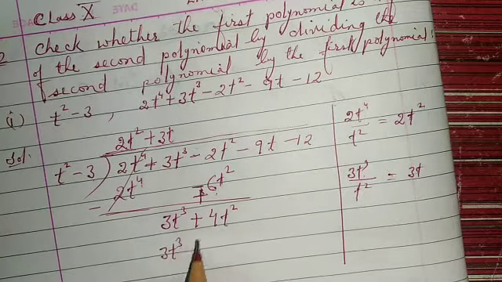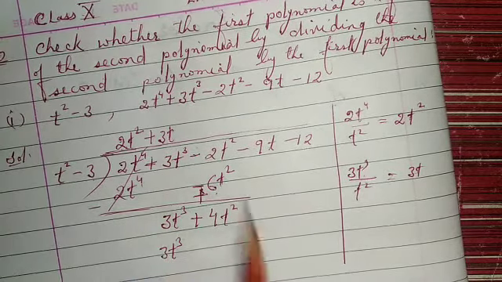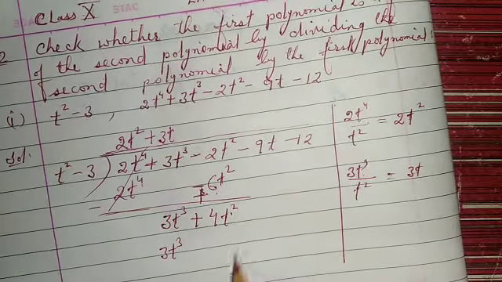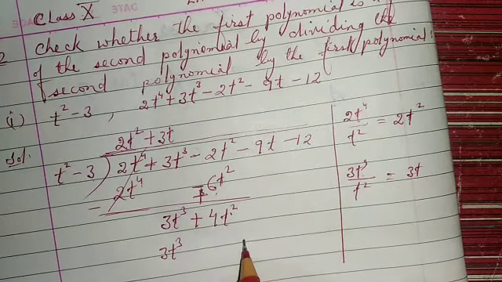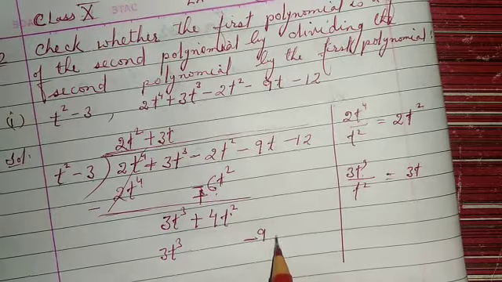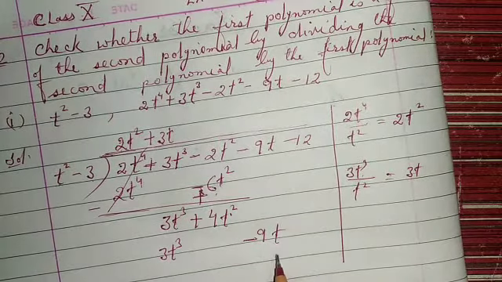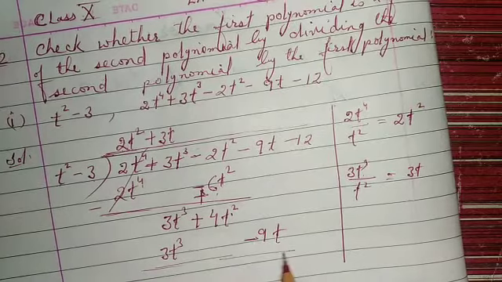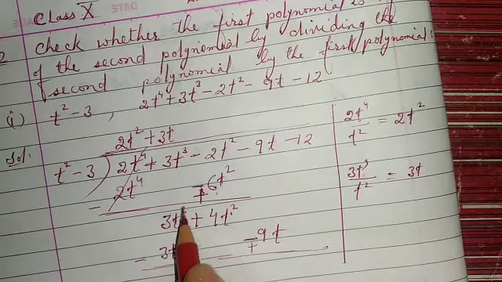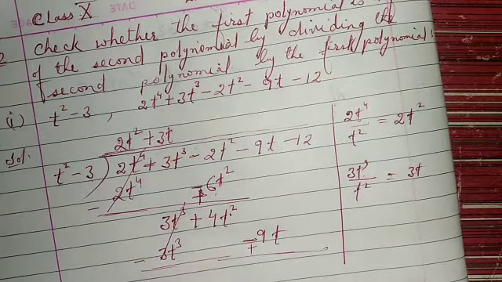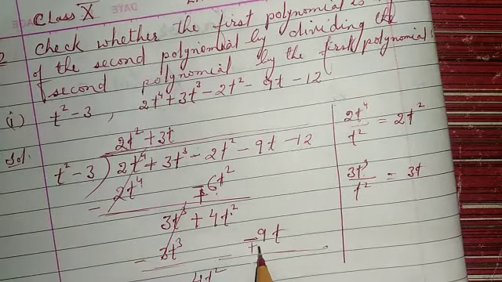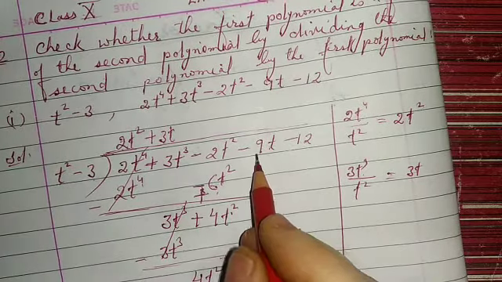Now multiply. 3t cube and plus minus minus 3t. But here it is t square, so write this number in front of t. Minus 3 3s is 9t in front of this. Now subtract it. This is minus, this is plus. This term will be 0, and here is left 4t square and plus 9t, and here it is minus 9t.